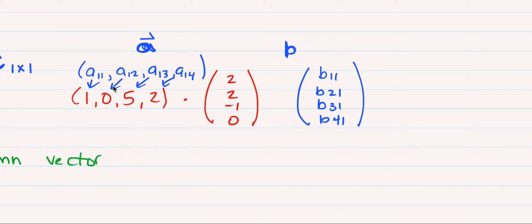So what we did was we took A11 and multiplied it by B11, A12 with B21, A13 with B31, and A14 with B41. So now I want to do this in general, because we can have a row vector that's 1 by 9 and a column vector that's 9 by 1. So I want to give you the definition in a more general way.